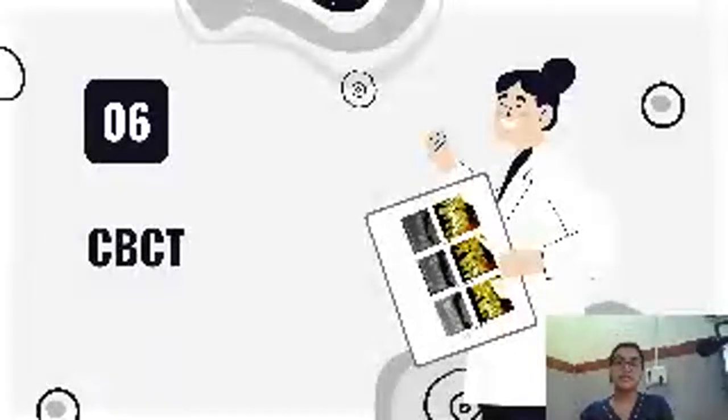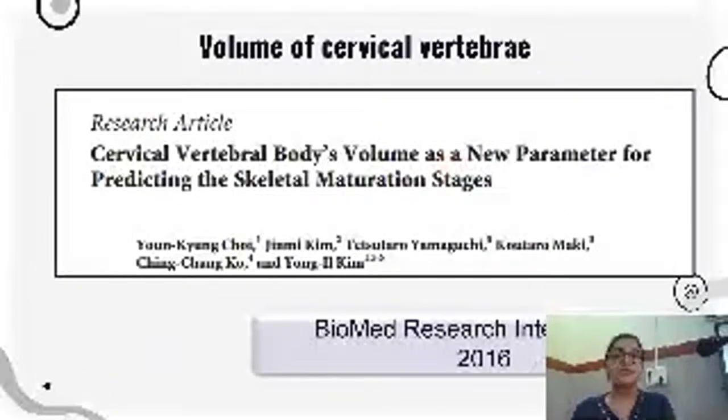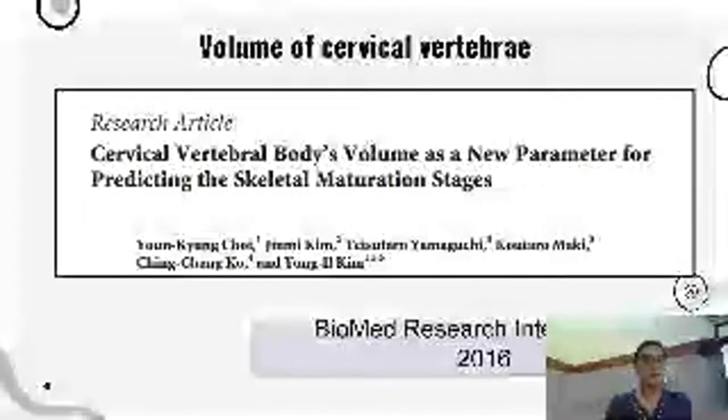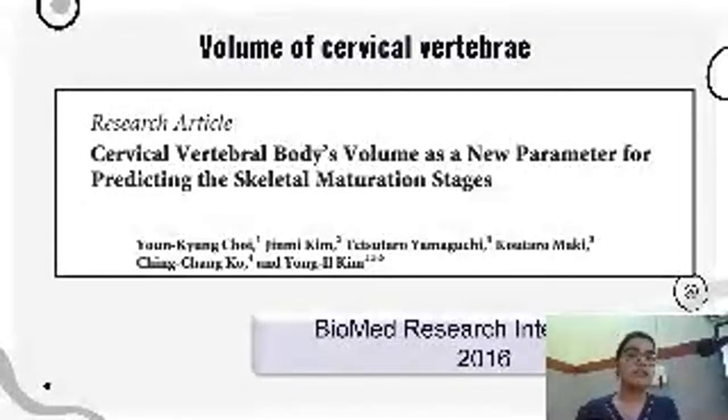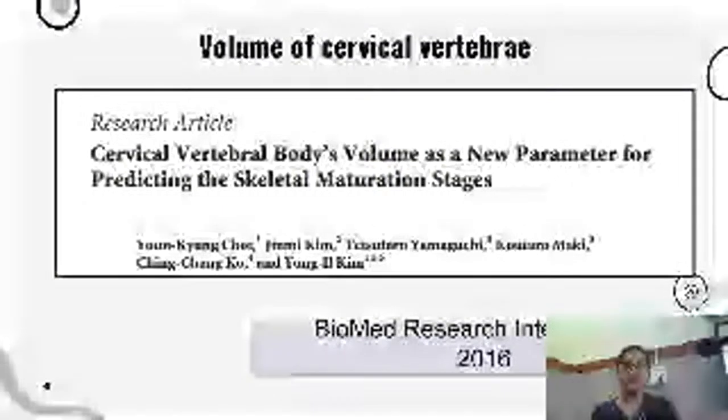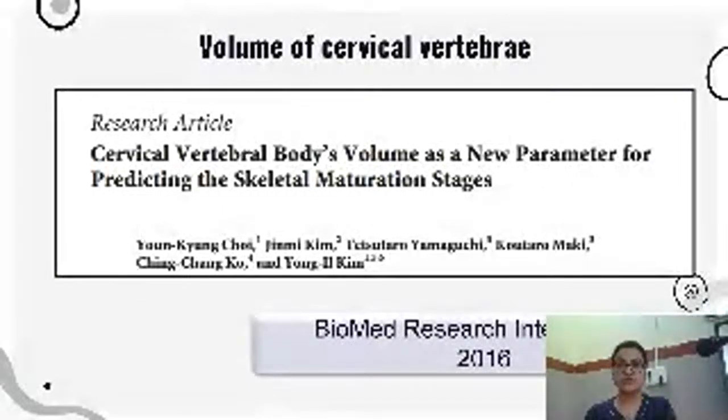Now coming to the use of CBCT for determination of skeletal maturity. So the volume of cervical vertebrae can be assessed in the CBCT for assessment of skeletal maturity. An article by Choi et al., Cervical vertebrae body's volume as a new parameter for predicting skeletal maturational stages, was published in 2016 in the BioMed Research International journal.